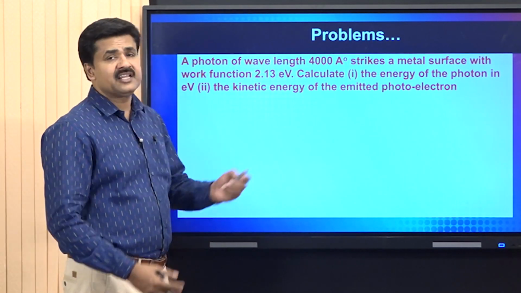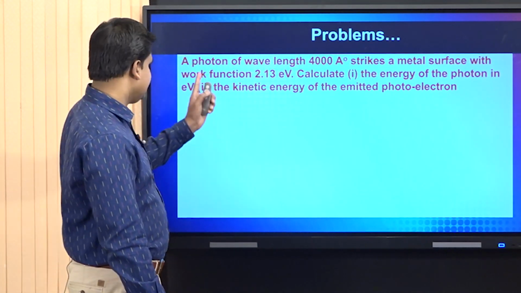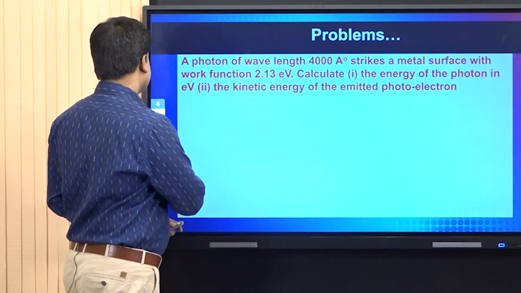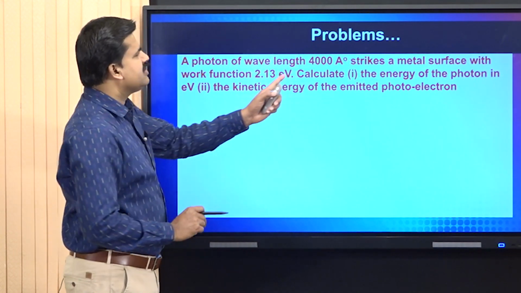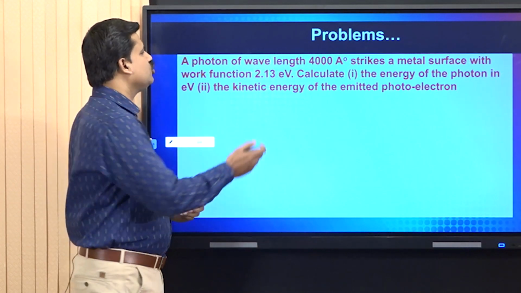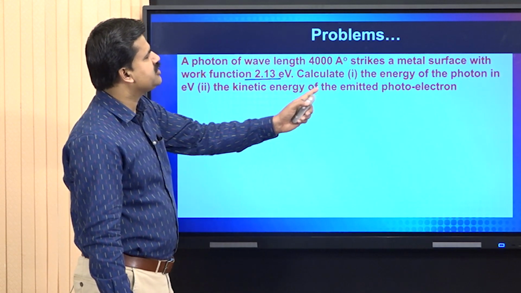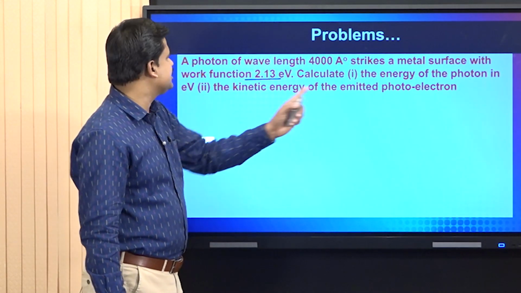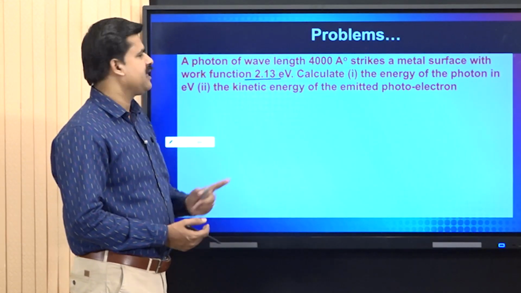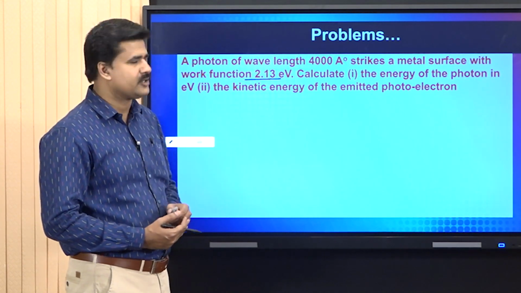Now, another problem based on the photoelectric effect. Here, a photon of wavelength 4000 angstrom strikes a metal surface with the work function 2.13 electron volt. We have to calculate two things: the energy of the incident photon in electron volt, and the kinetic energy of the emitted photoelectron.